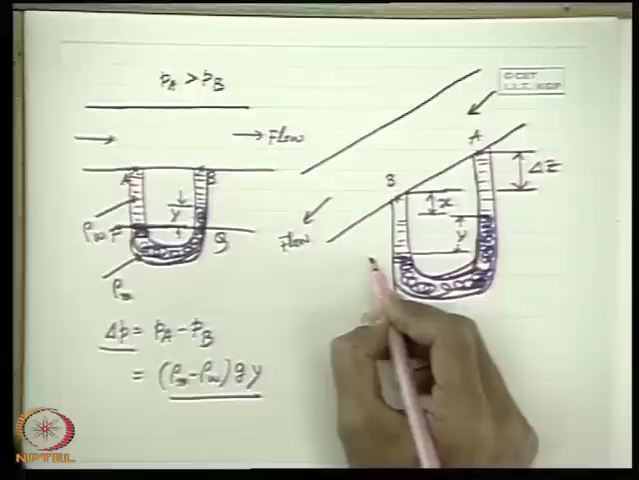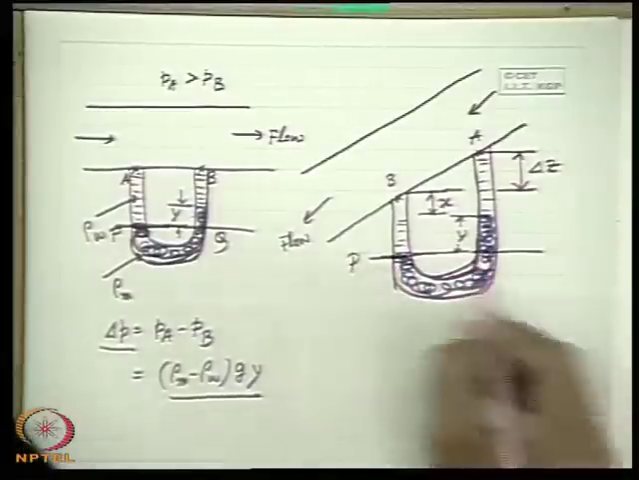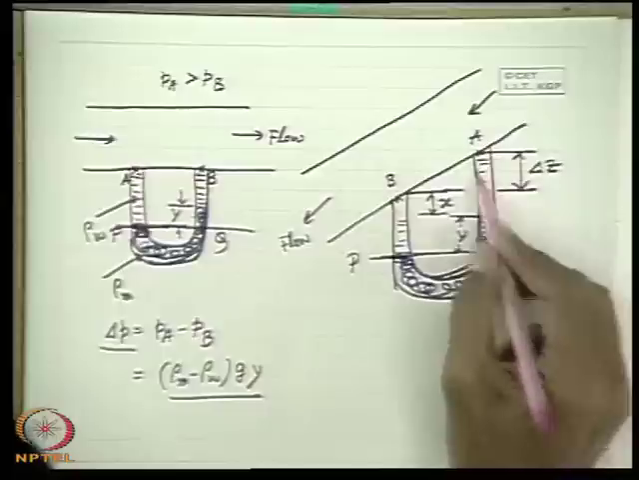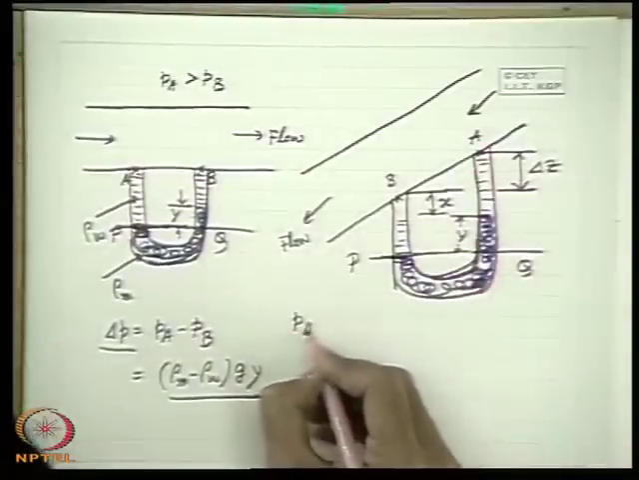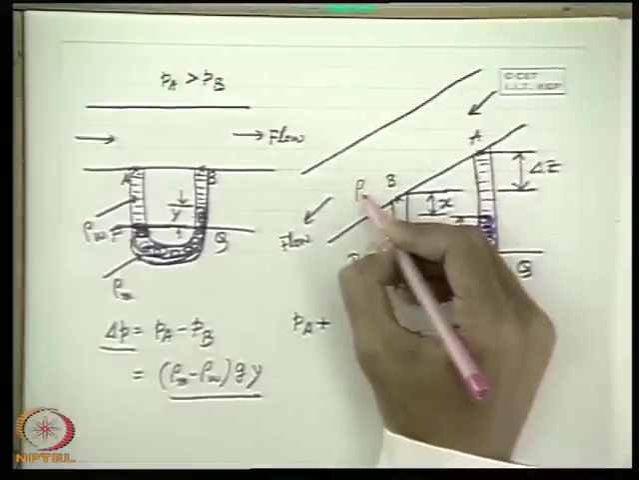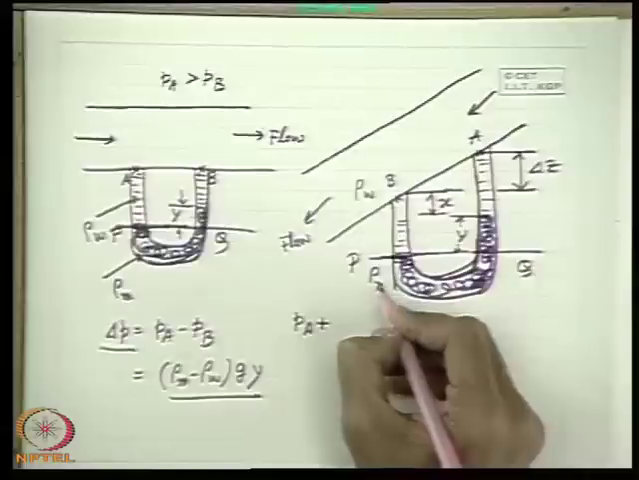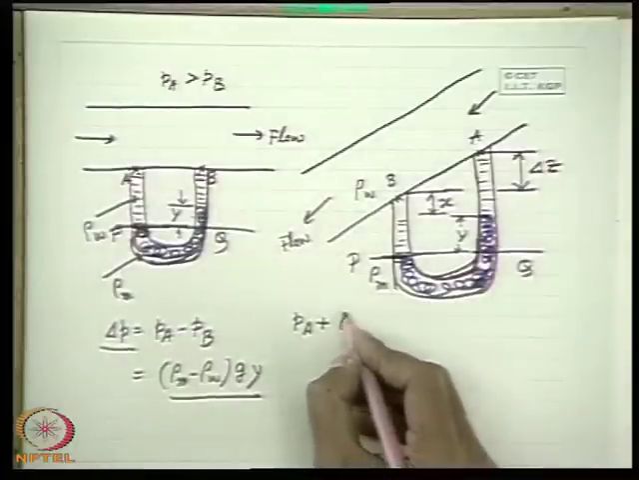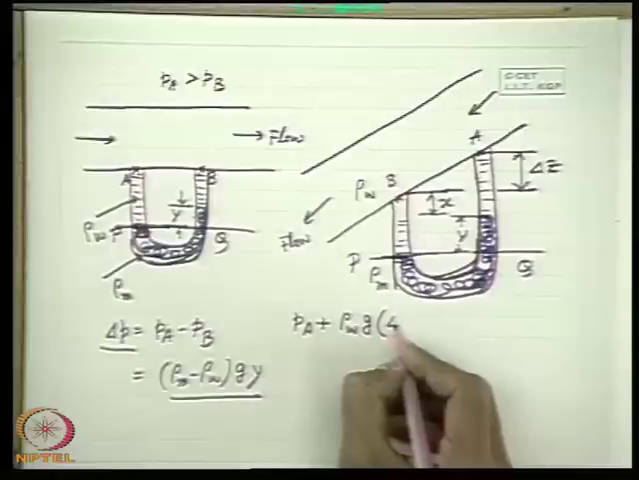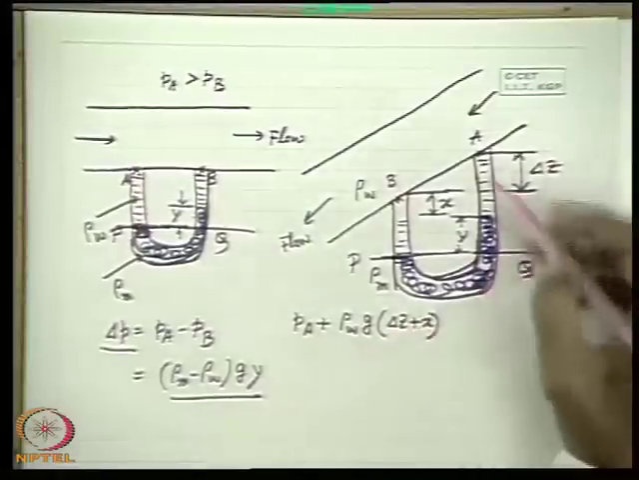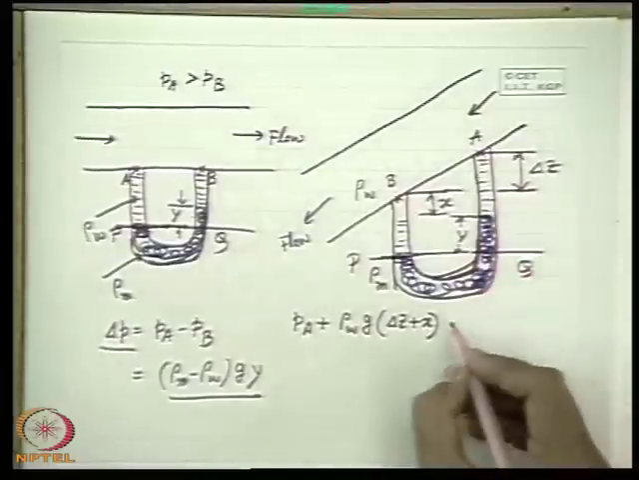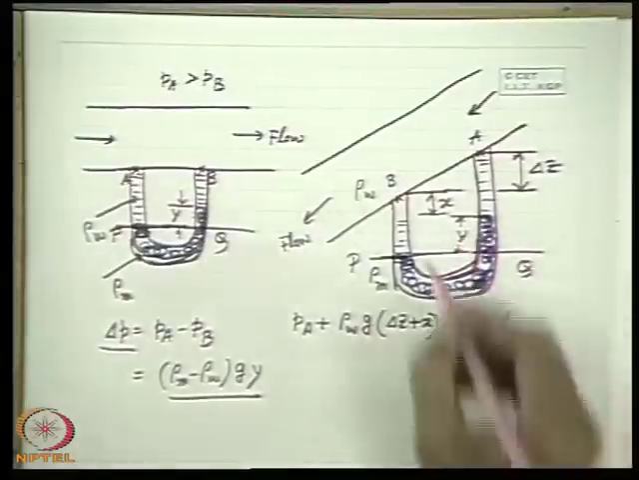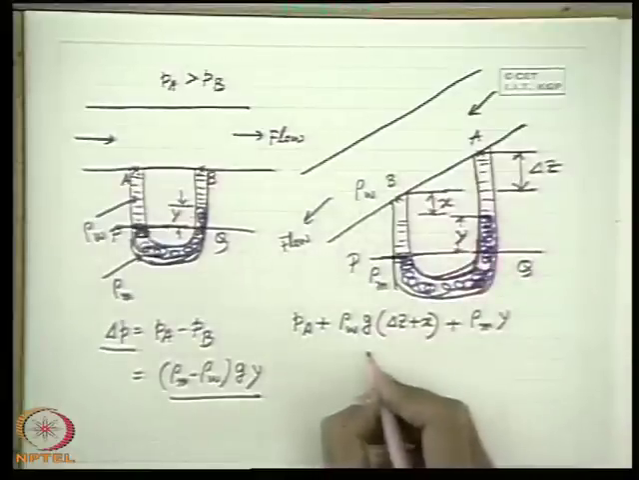Now from the simple manometric equation, if you take this line as the PQ horizontal line and equate the pressure from both the limbs, from this limb first we get PA plus, if the working fluid density is rho W and rho m is the density of the manometric fluid, rho W into g into (delta Z plus X), this is the pressure of this column of liquid, plus rho m into Y. Y is the deflection, this is Y. So this becomes equal to what?